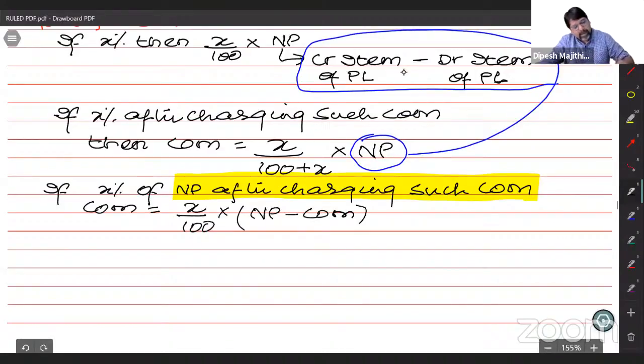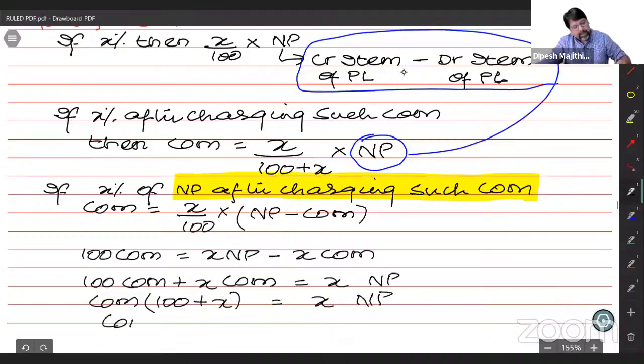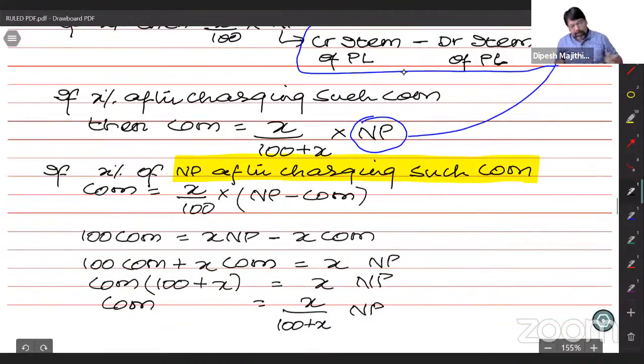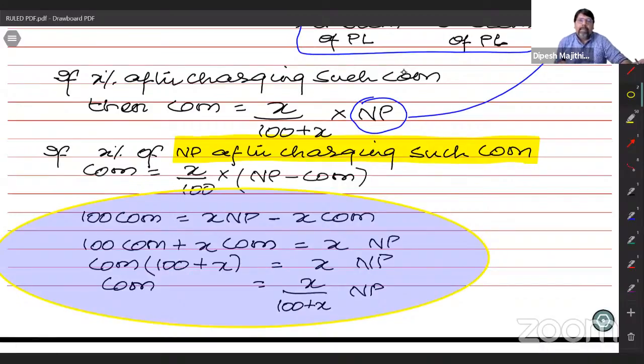Now, apply maths. 100 commission is equal to X net profit minus X commission. 100 commission plus X commission is equal to X net profit. Take commission common: 100 plus X is equal to X net profit. Therefore, commission is equal to X by 100 plus X net profit. Okay. Understood? Yes, sir.